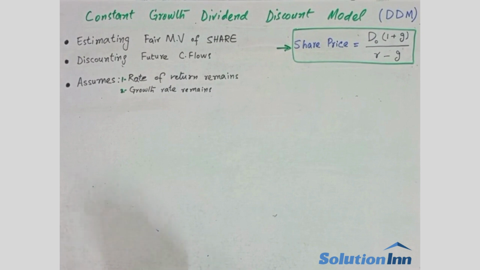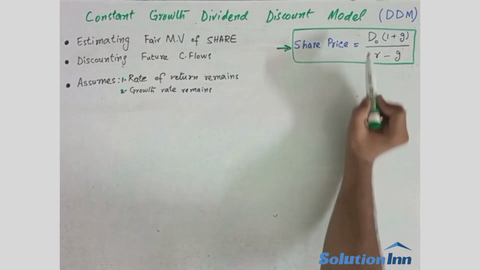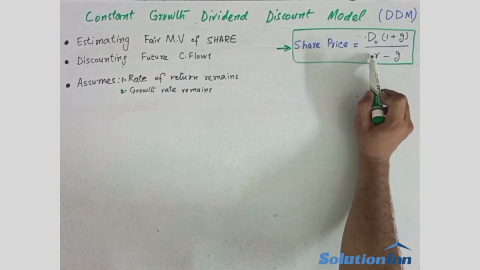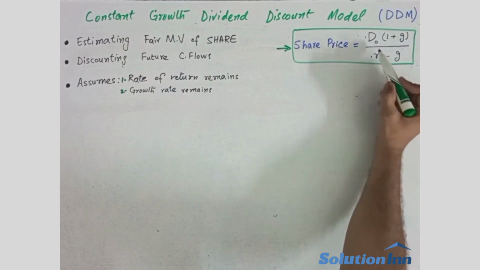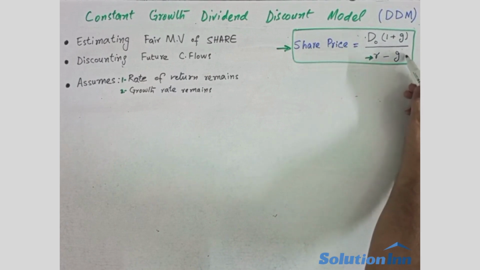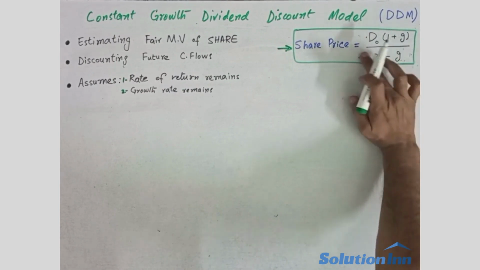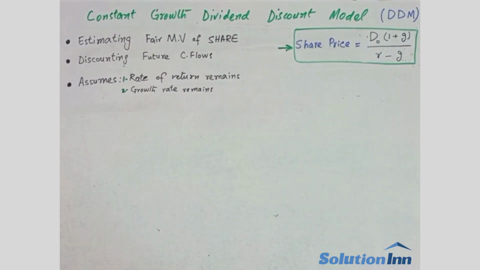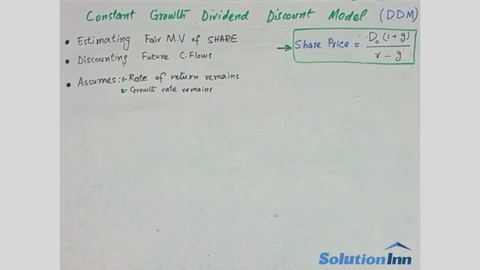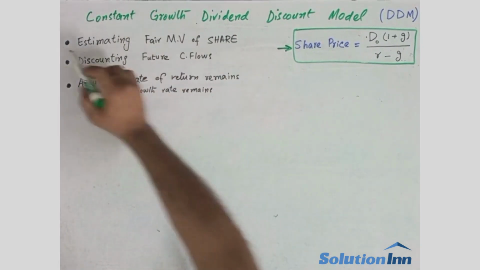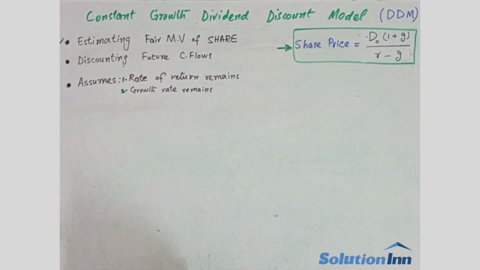So the main components will be the dividend, the appropriate rate of return to discount it, and the growth factor. So let's see what this formula can do for us. Normally the dividend discount model is used to estimate the fair market value of any share. This is the first purpose.